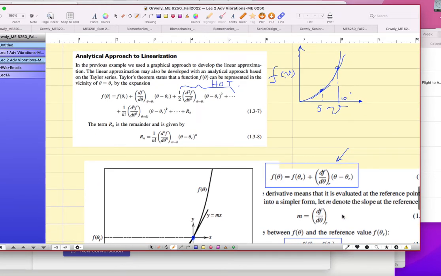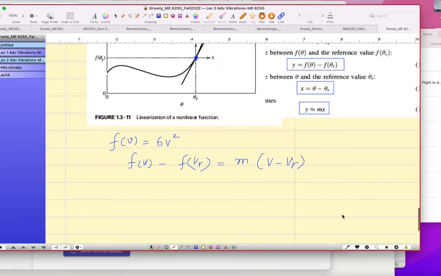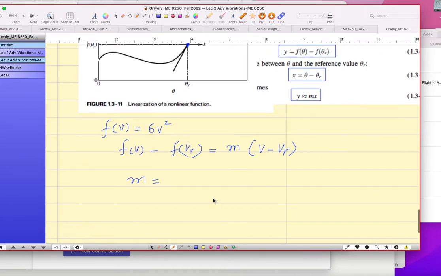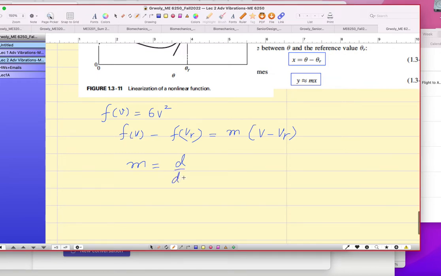Slope, you have to find it out. What is the slope in our case? The slope is the derivative of this function at the equilibrium point. This is how you find the slope at that location. Right now the equilibrium point is 5. Let's do it for 5 first, how to linearize this at equilibrium point 5, by taking the velocity derivative of 6v square.